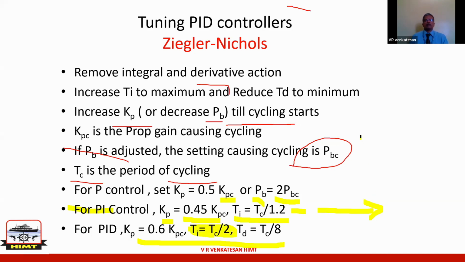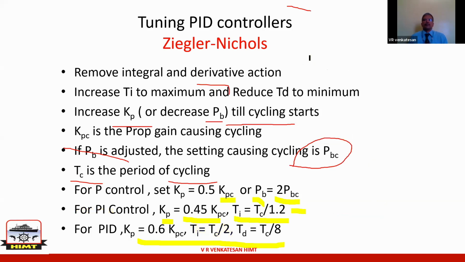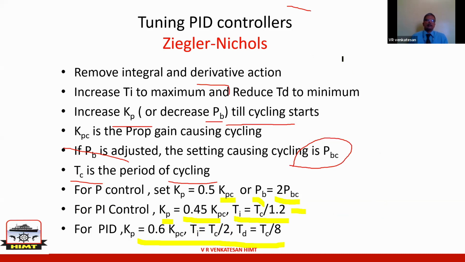That is the difference. This particular technique doesn't depend on the brand of the controller. This is the same for all types of controllers. All PID controllers, whether electronic or pneumatic, you can use the same method. Is it clear? Yes, sir. Thank you. Any other questions?